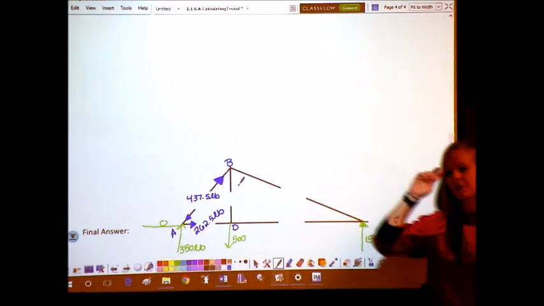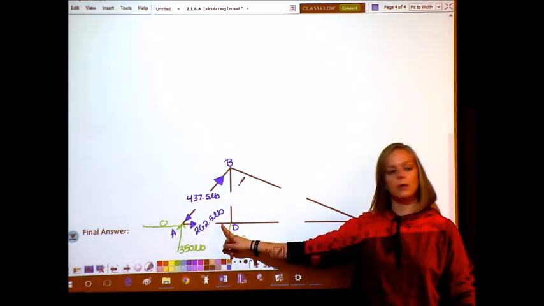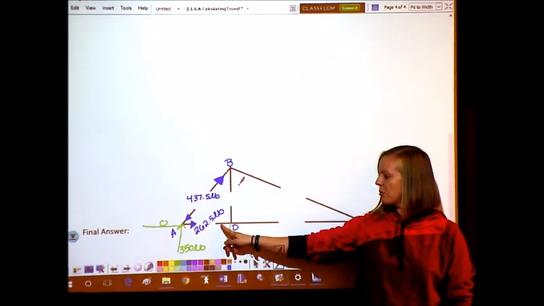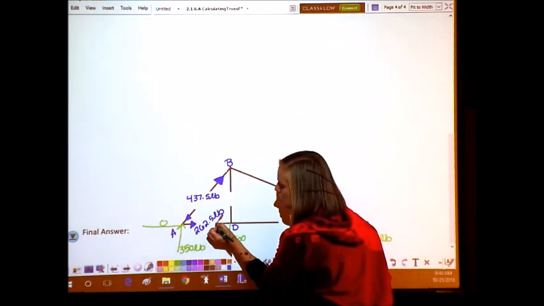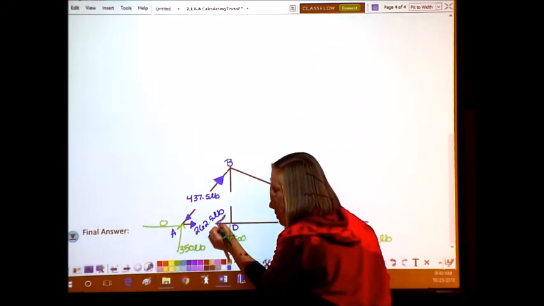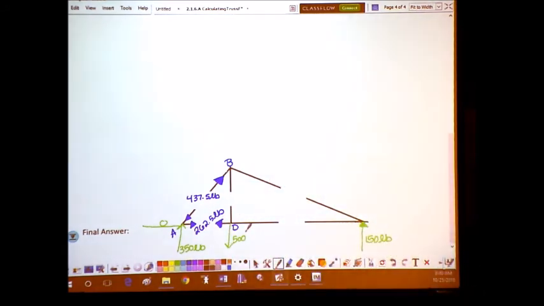What do you guys think that means about this little chunk right here? Is it pointing in or is it pointing out? In, because it has to match. Has to match. Okay, there's more.